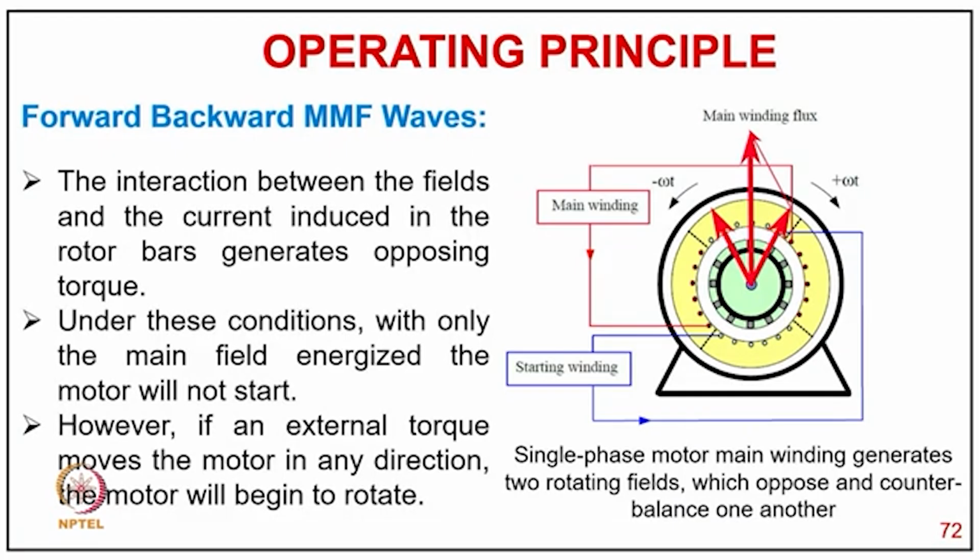Now coming to this concept, as you can see here, we have the main winding and the auxiliary winding, as shown in the diagram. The interaction between the fields and the current induced in the rotor bars generates opposing torque. Under these conditions, with only the main field energized, the motor will not start. However, if an external torque moves the rotor in any direction, the motor will begin to rotate, and the single phase motor main winding generates two fields which are opposite and counterbalance one another.